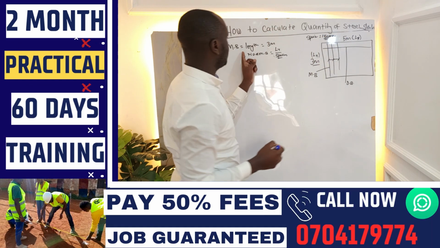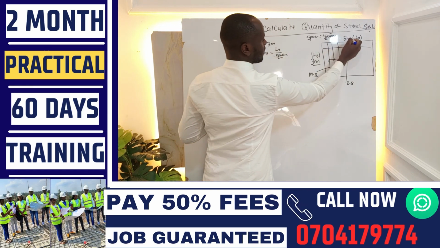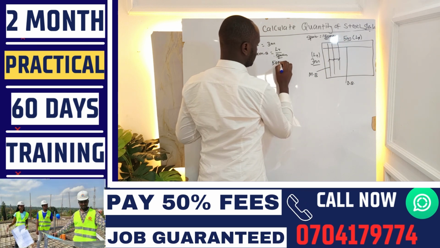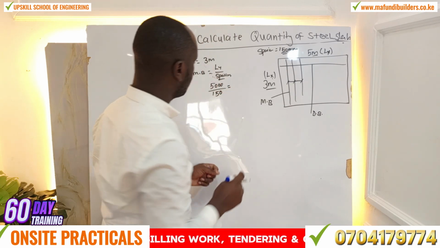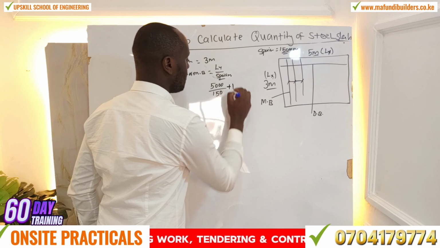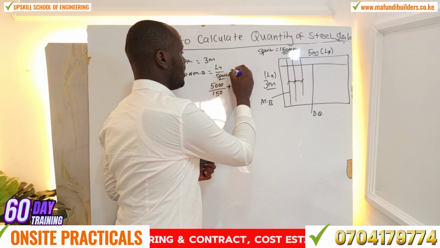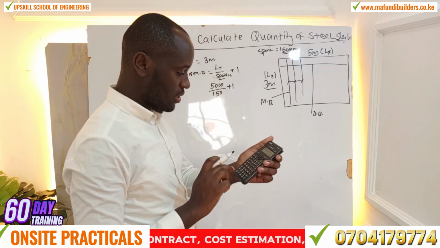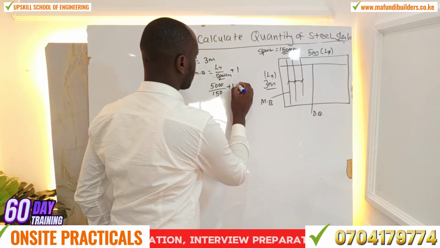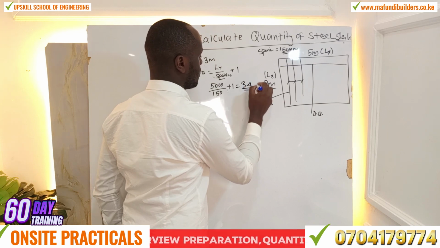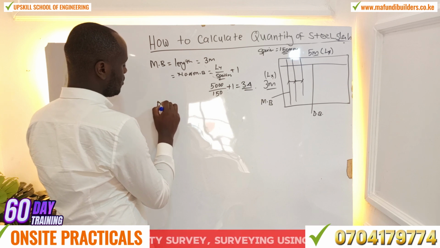So how many do we need? We want to know the number of main bars. We say it's Ly, which is 5,000, divided by the spacing, which is 150, so that we can get the number. But you're going to add 1. So we say 5,000 divided by 150 plus 1. You're going to get 34 numbers. Now let's go to the distribution bars.